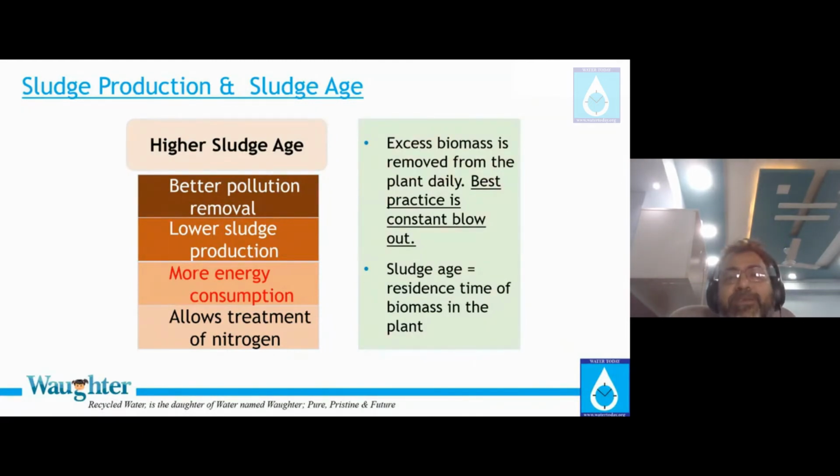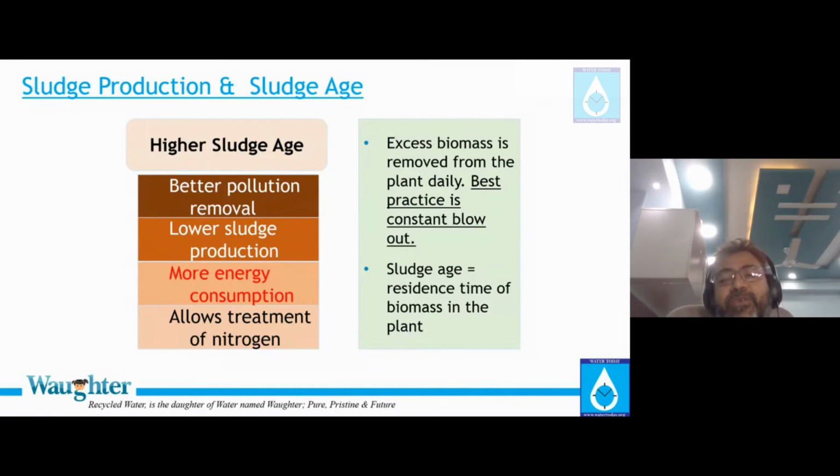Excess biomass is removed from the plant on a daily basis. Best practice is constant blowout. Now, this is applicable for a very large plant. In small plants, don't start saying, "Sir, I am taking your advice and gone for a constant flow," but the flow is so low that my pipe has choked. So don't do that. In a small plant, the sludge will be removed for maybe 1.5 minutes in full flow once in a day or something like that. Your sludge is coming out.